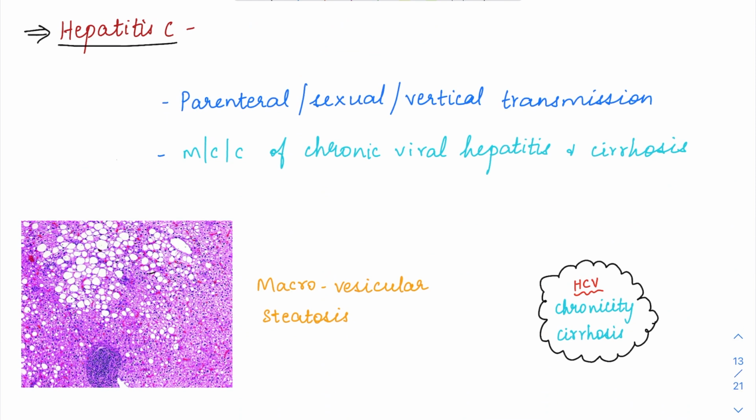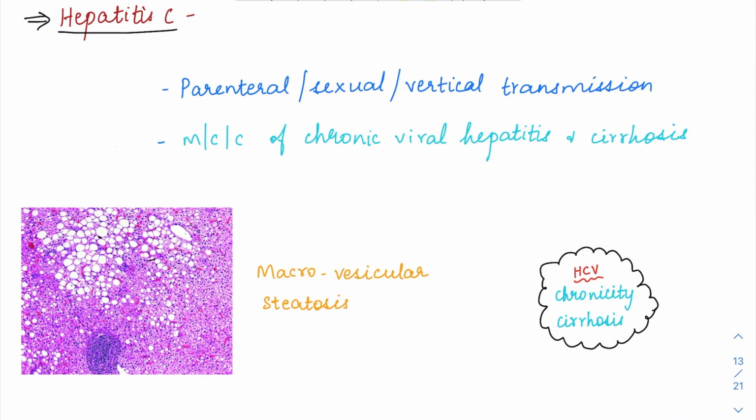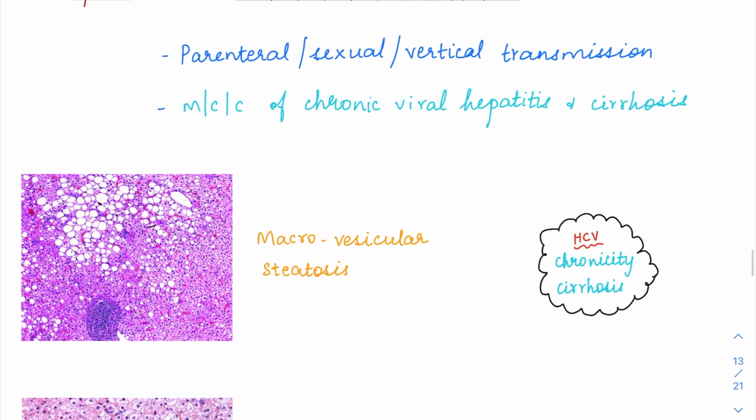Then hepatitis C virus. So hepatitis C virus again is transmitted through parenteral, sexual and vertical transmission. And here it is going to be the most common cause of viral hepatitis leading to chronicity and then cirrhosis. So C for C, hepatitis C also has a C. So HCV is for chronicity and cirrhosis.